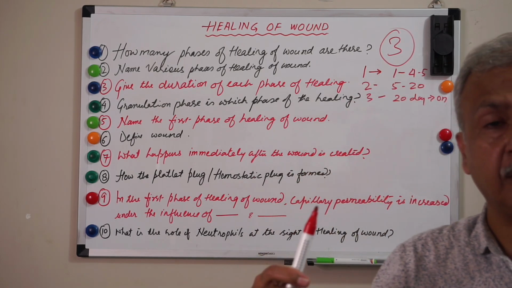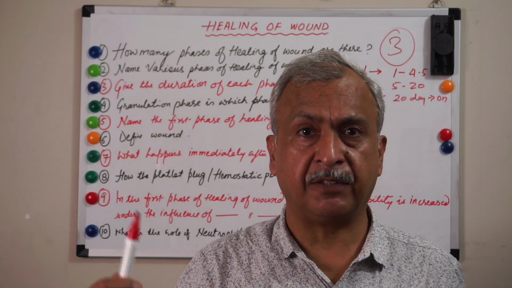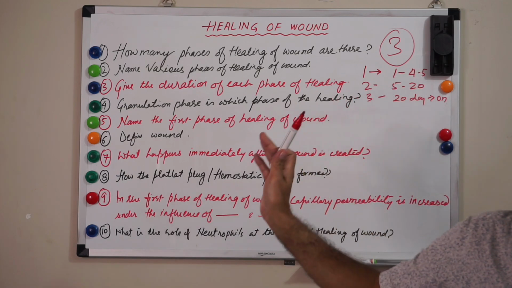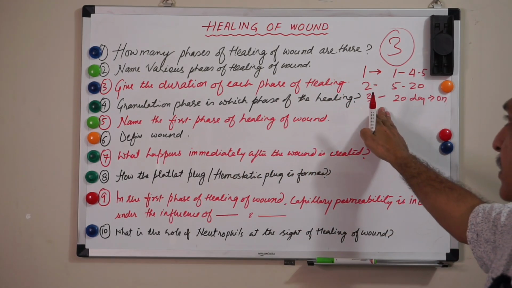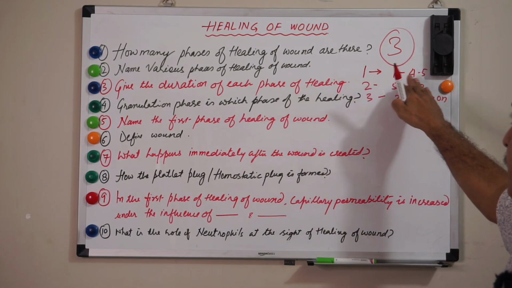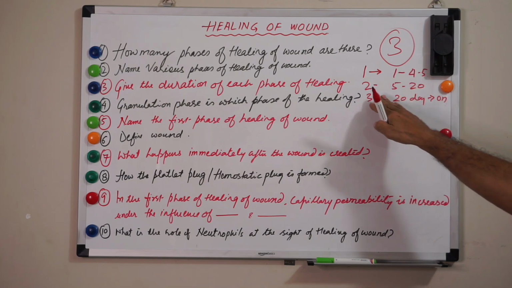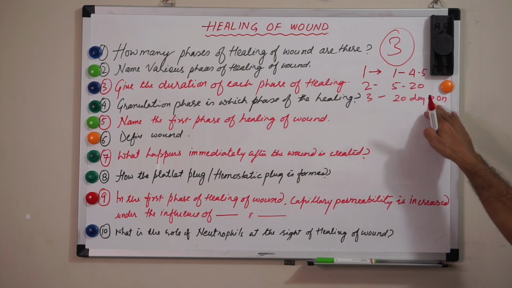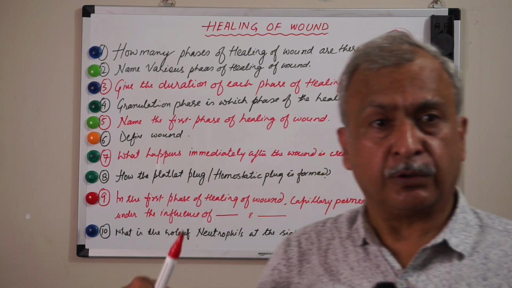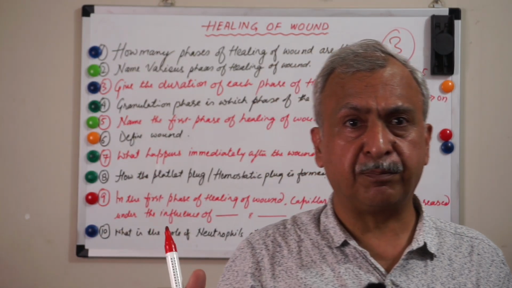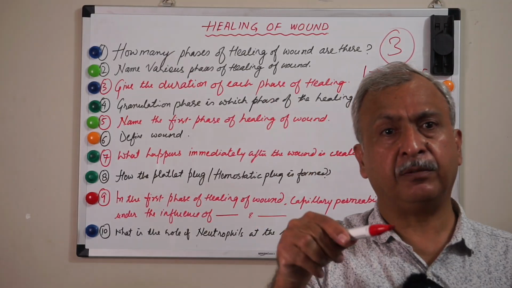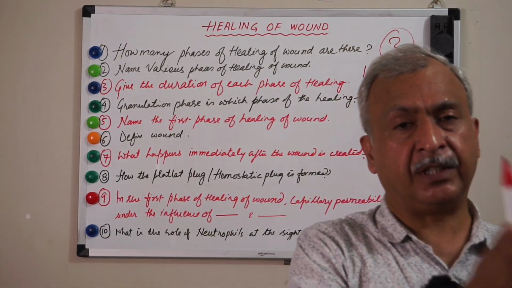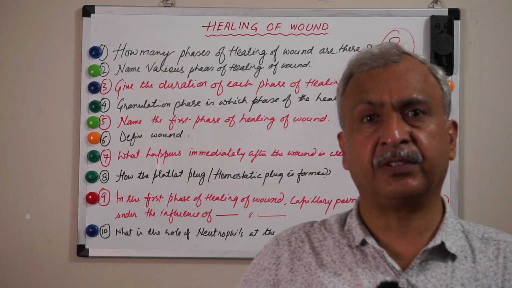If you find that the question is 5 marks or 7 marks, only then you can elaborate all these things. Otherwise, if it is 1 or 2 marks, just write this: phase 1, 4 to 5 days, phase 2, 5 to 20 days, phase 3, 20 days onwards. So all these phases are overlapping. You cannot define by placing a line or marker that now this phase has ended and the next phase is starting.